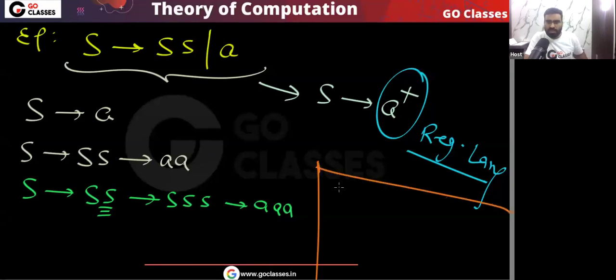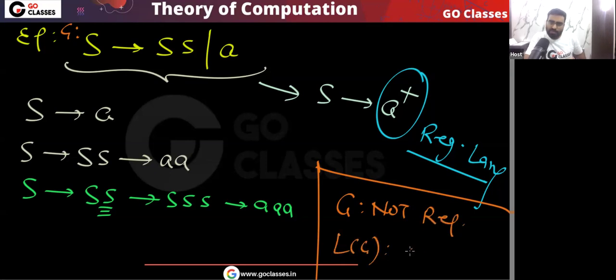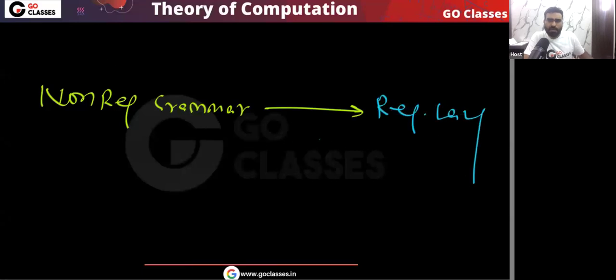So here also you can easily see that, let's call it G, this G is not regular, but the language is regular. Understood? Please tell me. So now you tell me. So far, what I told you is that if you have a non-regular grammar, then it may generate regular language. Yes or no? It may generate regular language, but it is may or may not.